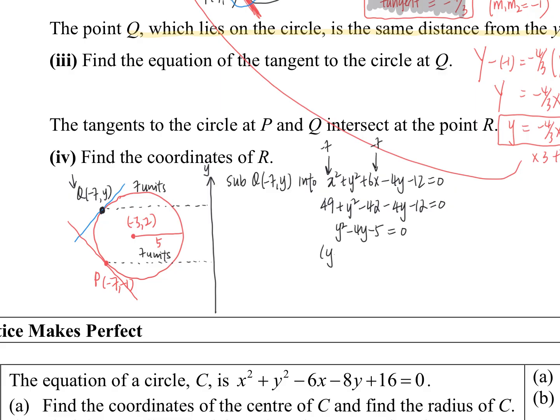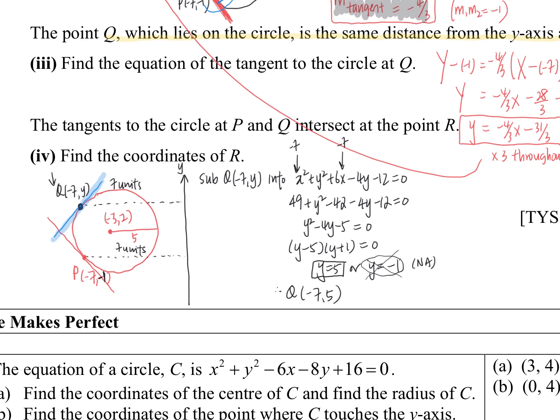Which you can factorize as y equals 5 or minus 1. So minus 1 is taken already, not applicable, because minus 1 is this point P. I don't want that. So this is the other point I want. So I can conclude that Q must be minus 7, 5. So I know the point already. Now what I need is the gradient of the tangent line. You can reject, or say not applicable also.